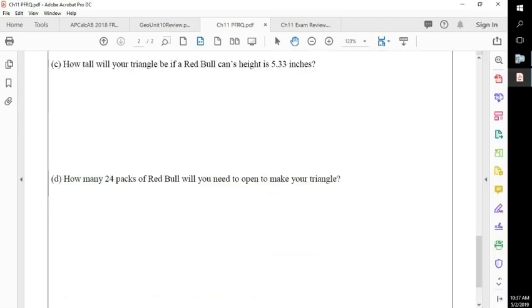Next question. It says, how tall will your... Oops, I'm crossing it out. How tall will your triangle be if the Red Bull can's height is 5.33 inches? If you want to find out how tall you would be, you have to actually find out how many rows there are. Does that make sense? You have to find out how many rows there are. So you know what you actually want?